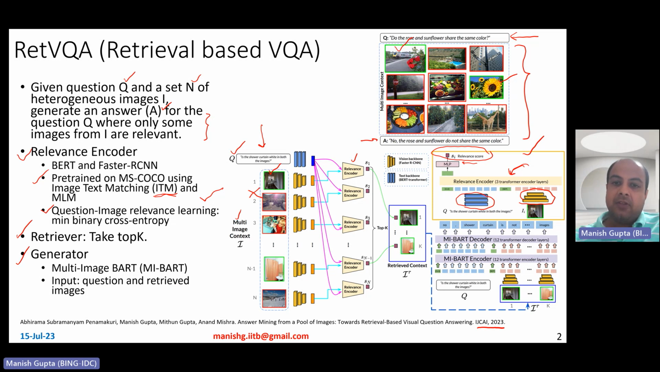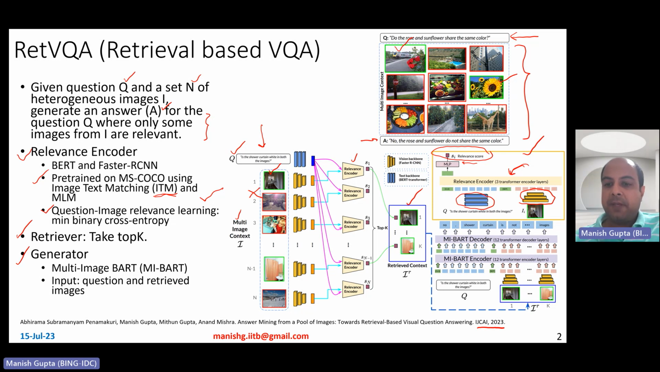Okay. Now, after the relevance encoding is done individually for each of the images in the image collection, this is followed by the retriever, which basically takes the top K images by their relevance score as computed by the relevance encoders.